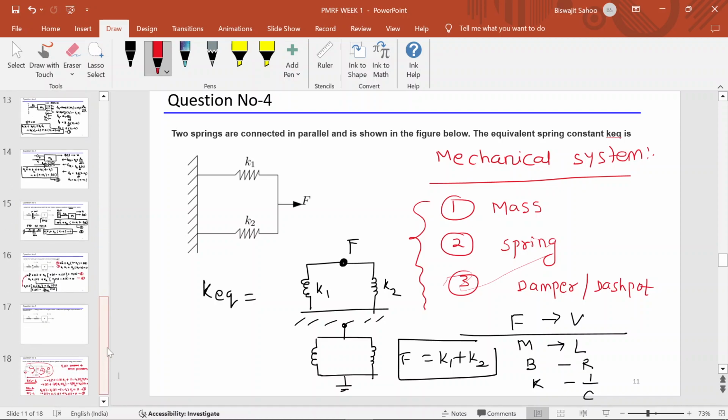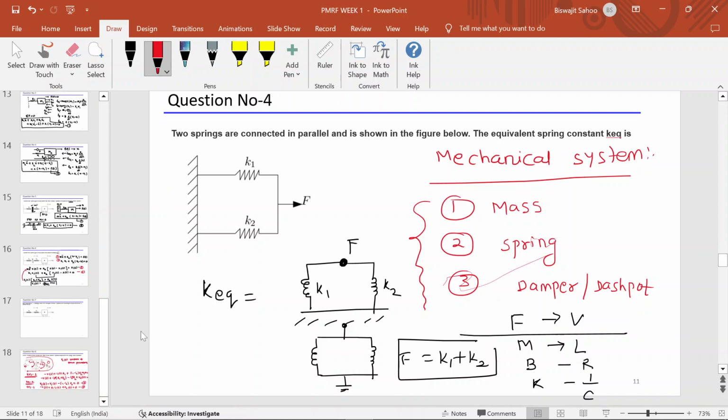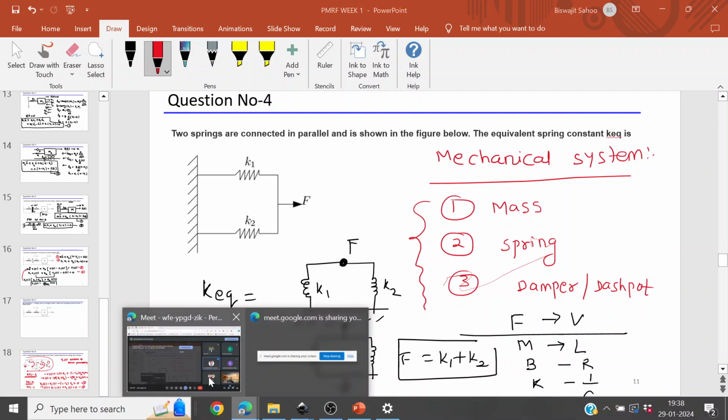Let me ask you one question. What do you mean by a static system, and what do you mean by a dynamic system? I think I forgot to solve that in the questions. Can anybody tell me what you mean by static system and dynamic system? Basically, dynamic is with memory.